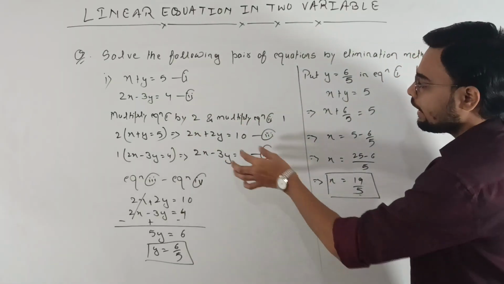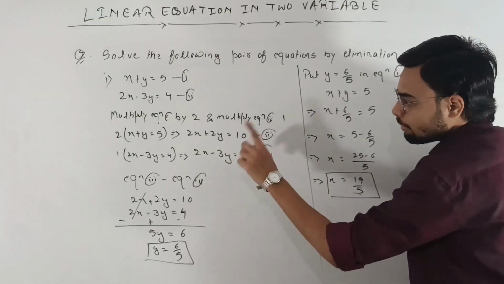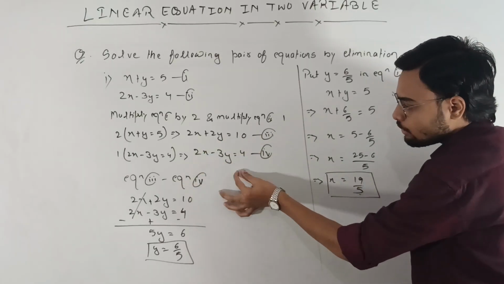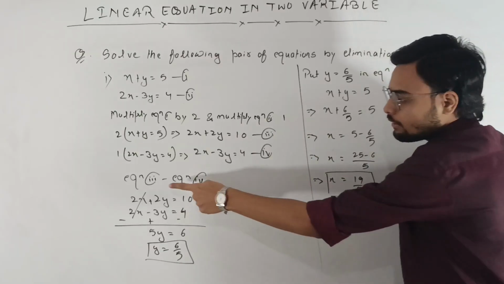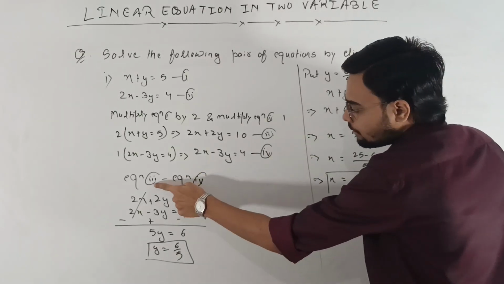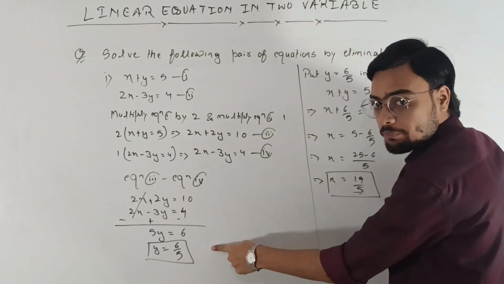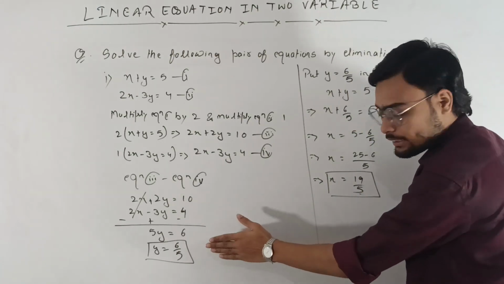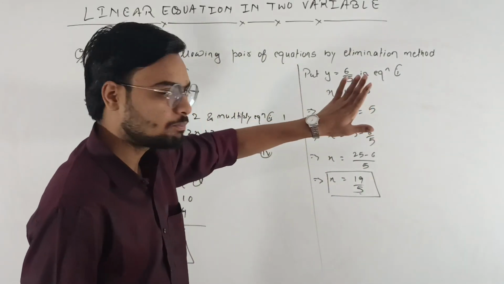After multiplying, I get 2x plus 2y is equal to 10. This is my equation 3. And after multiplying equation 2, I get 2x minus 3y is equal to 4. This is my equation 4. Now I subtract equation 4 from 3, which means 3 minus 4. After subtracting, I get y is equal to 6 upon 5. Now after this, I put this value of y, 6 upon 5, in equation number first, that is x plus y is equal to 5.